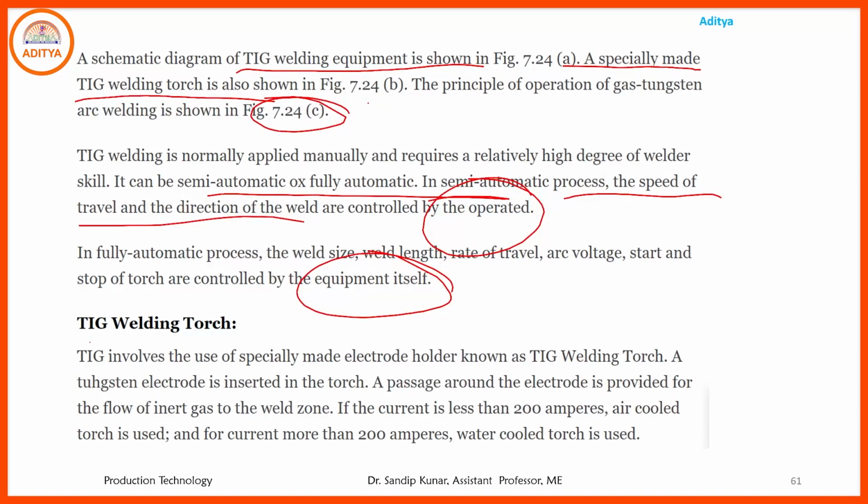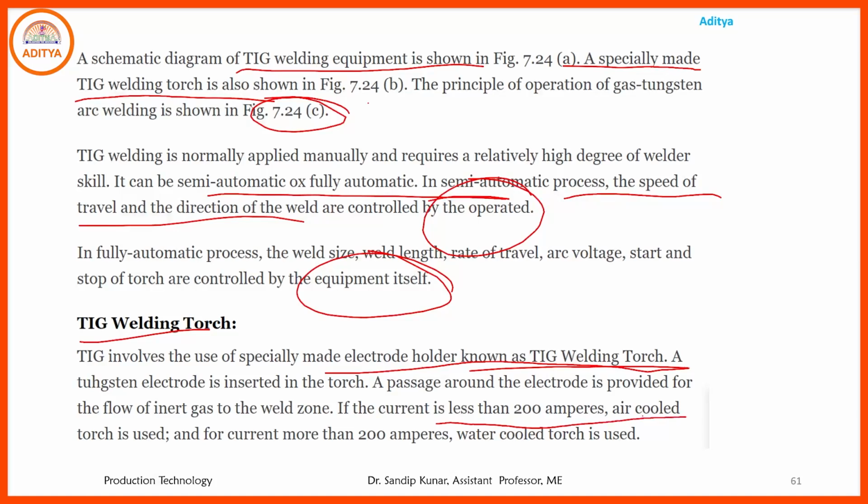First, the TIG welding torch. In TIG welding, a specially made electrode holder, known as the TIG welding torch, is used, and the tungsten electrode is inserted into it. The electrode is non-consumable. Through this welding torch we also supply the inert gas, which during welding creates a shielding gas to protect against contamination from the atmosphere.